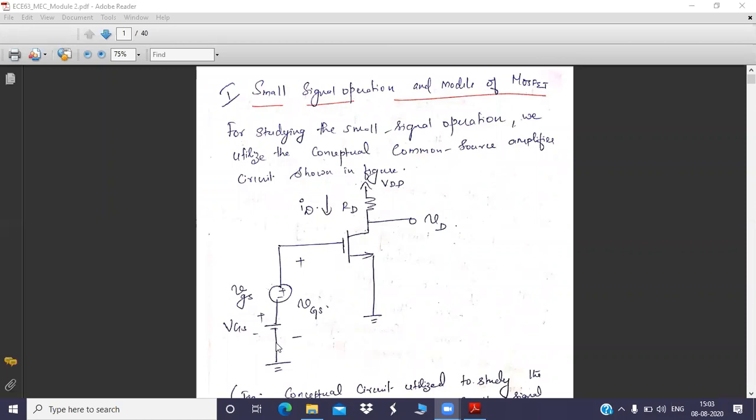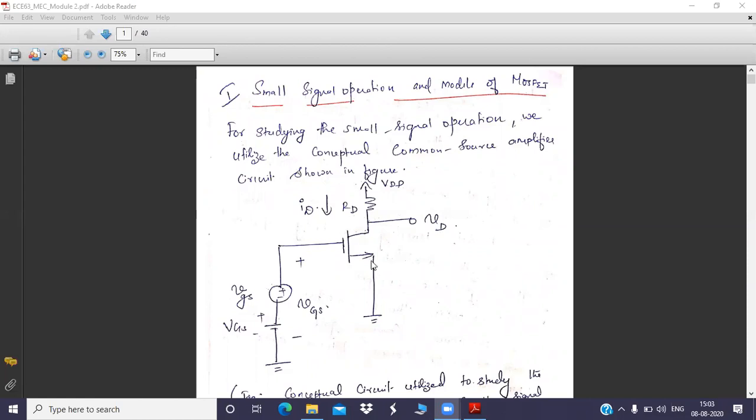This is your DC. DC means it is a battery, and AC is an alternating source. Small letter vgs is represented by the AC component, and capital VGS is nothing but DC. Together we have both the AC source and DC source, combined together, and it is given to the input of the MOSFET. Again, this is common source. Why is this common source? Because the source is common to both input and output side.